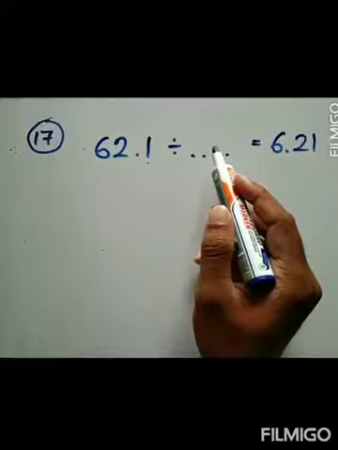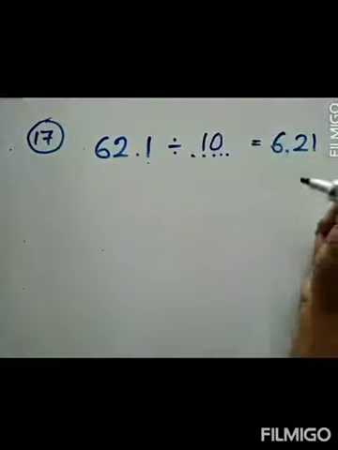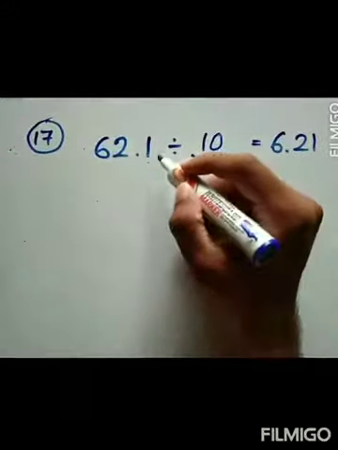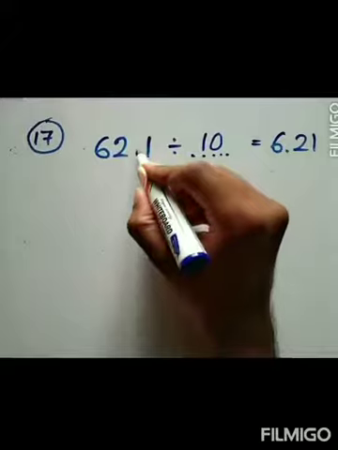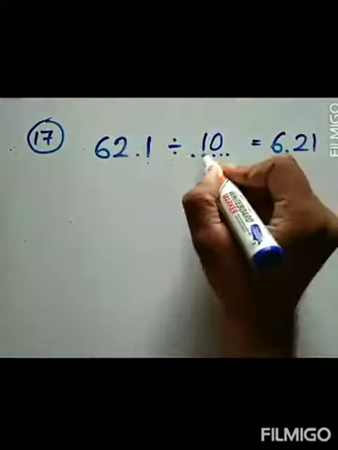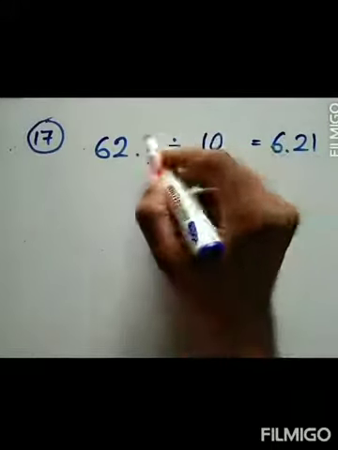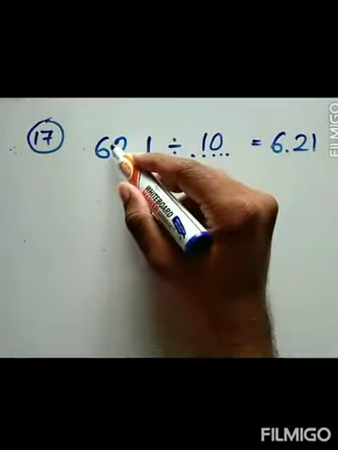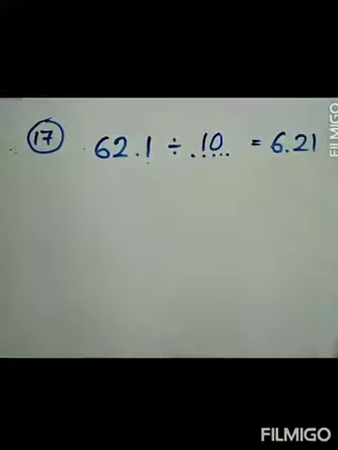That means in the unit place there's 0. Then the answer should be 10. Because if you divide 62.1 by 10, you will get 6.21, as the decimal point will move to the left hand side when you divide it by 10. Right? Then here's 10. Then the decimal point moves to the left hand side 1 time when dividing. So the answer is 10.